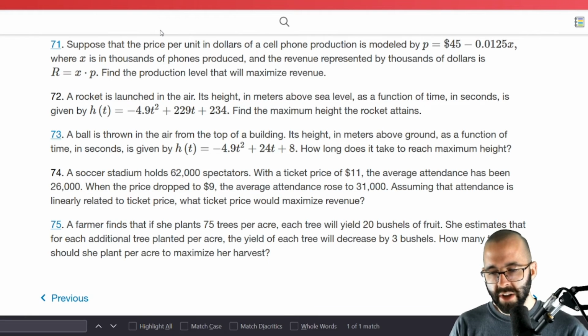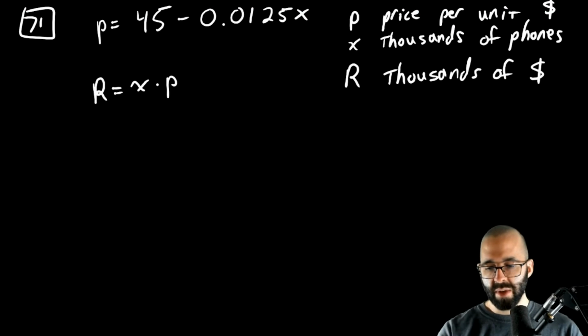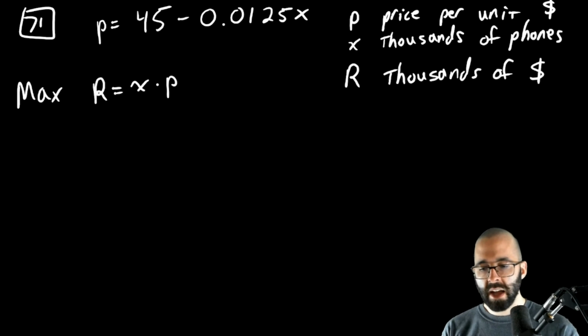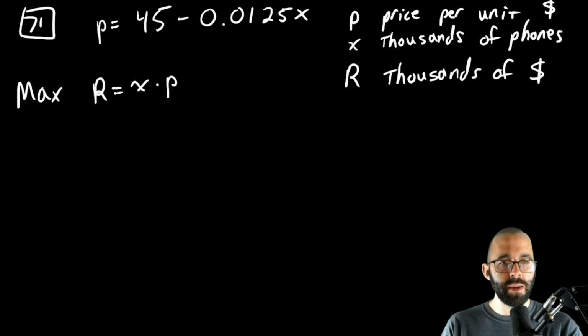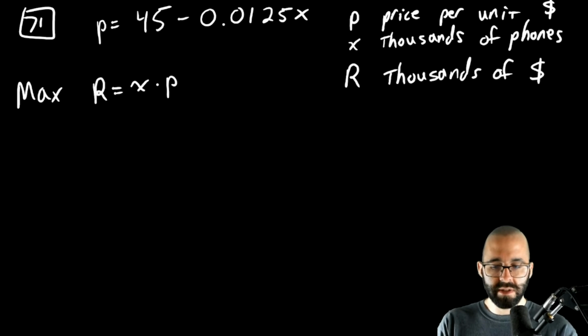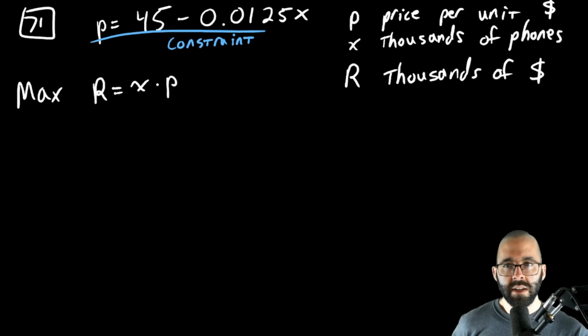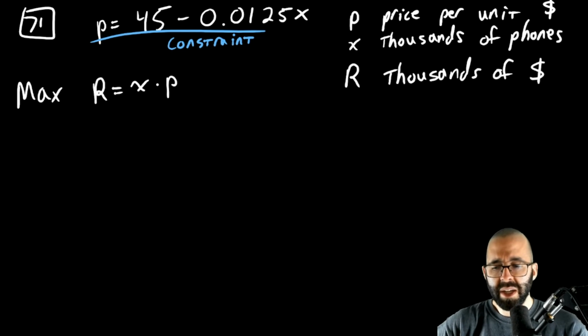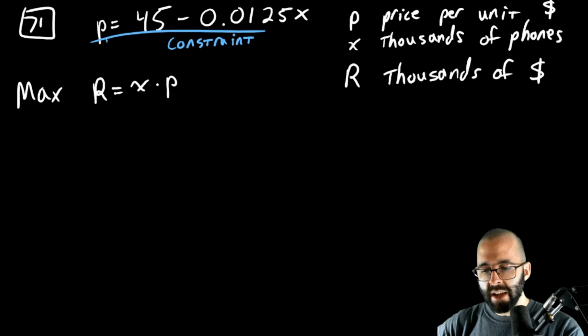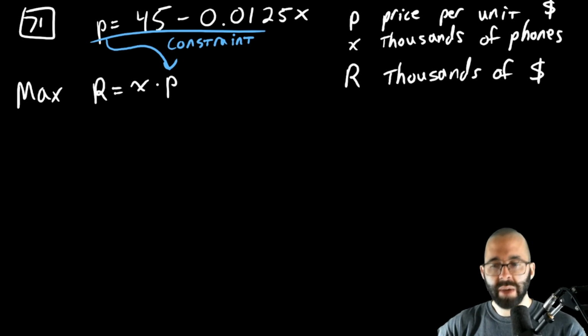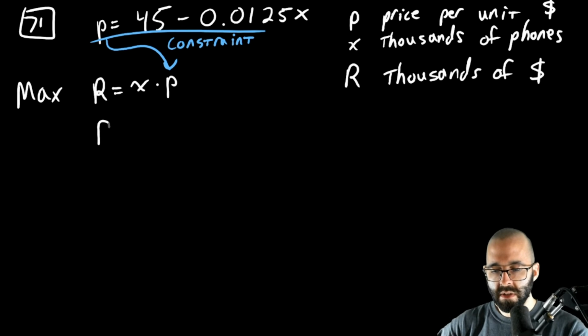Anyway, so find the production level that will maximize revenue. This is what we want to maximize. And so this time we actually can skip a couple steps in the application section step-by-step process, because we're already given our constraint. Not only are we already given our constraint, but it's actually already solved for P anyway. So all that's left is to plug this in for P so we get our quadratic function.